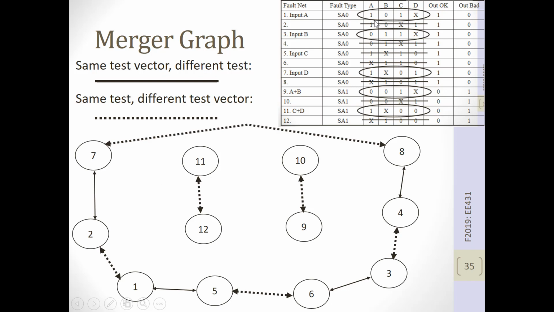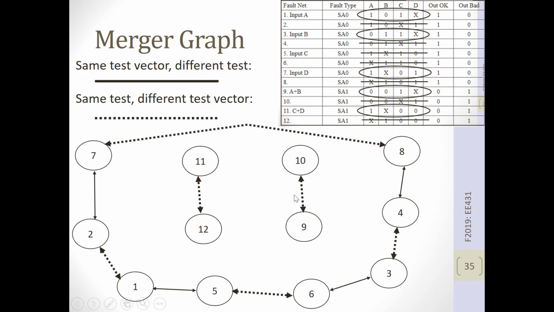Let's see, I have that 2 and 7 can be merged. So let's see, 1, 0, don't care, 1, 1, 0, don't care, 1. So 2 and 7 can be merged, so I connected them with a solid line. 3 and 6 can be merged. So 0, 1, 1, don't care; 0, 1, 1, 0. So if you use the test vector 0, 1, 1, 0, that satisfies a stuck-at 0 on C and a stuck-at 0 at B. So that's a solid line, and then 4 and 8 can be merged.